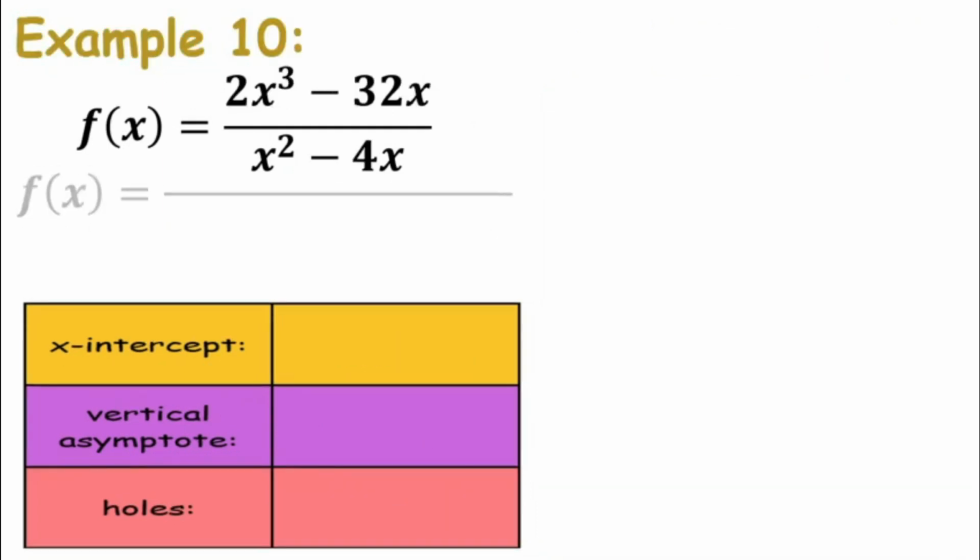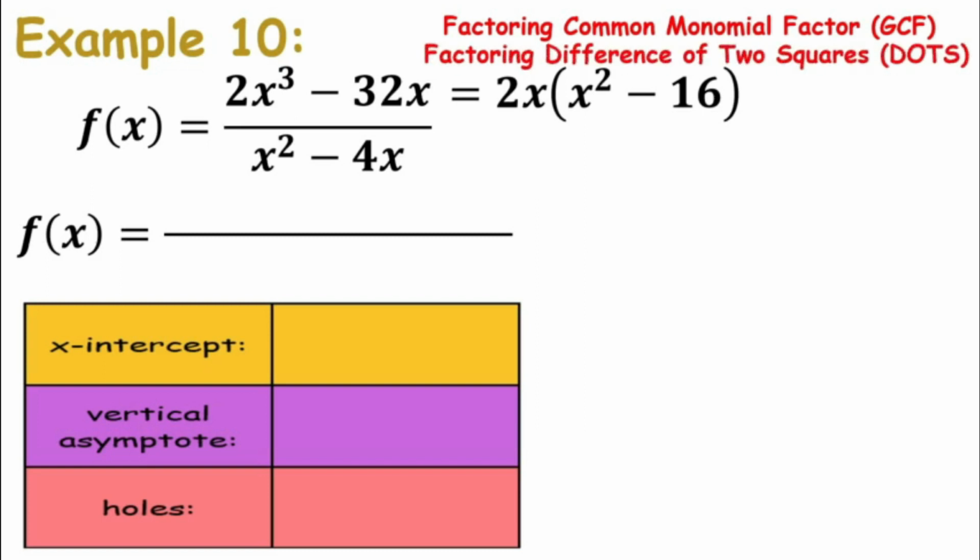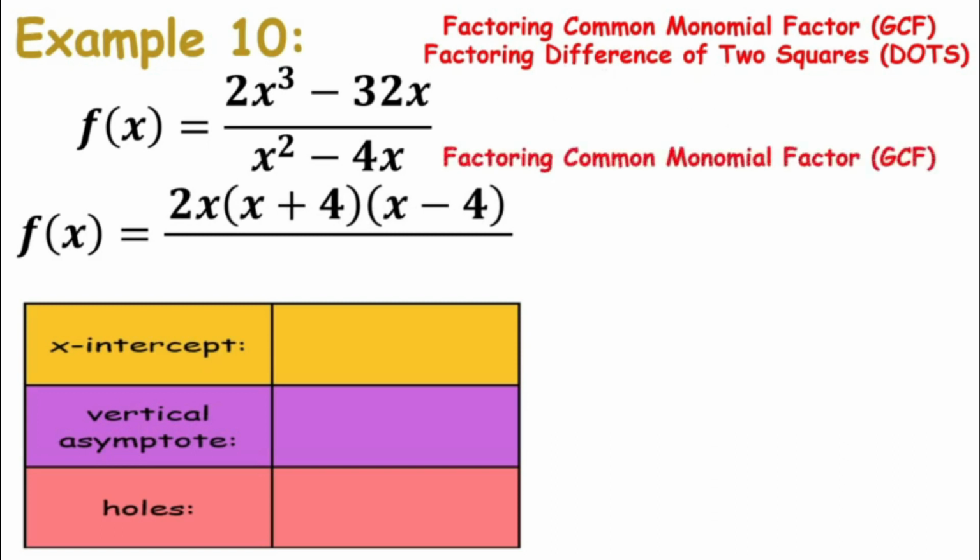Example 10. For the numerator, factor out the GCF first, which is 2x. 2x times the quantity x squared minus 16. X squared minus 16 can still be factored into x plus 4 times x minus 4. The factored form of the denominator is x times x minus 4. The cancelled factors are x and x minus 4. Notice that the cancelled factors are not identical to the remaining factor x plus 4.